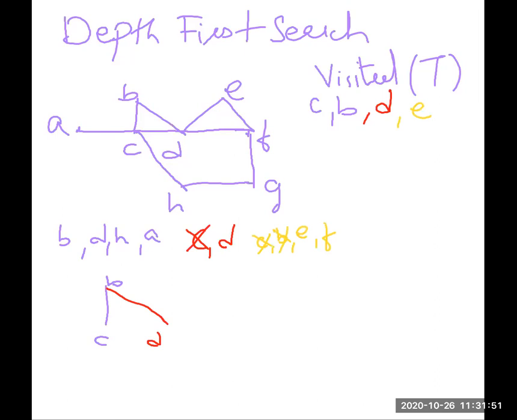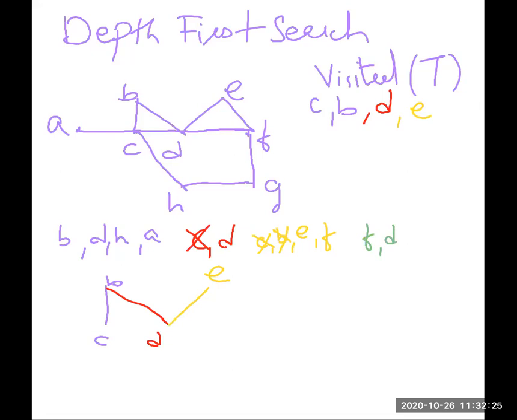Get a new vertex E, and you also add the edge D to E. And now visit E. So visit E means what? Find the adjacent vertices of E. E's adjacent vertices are F and D.